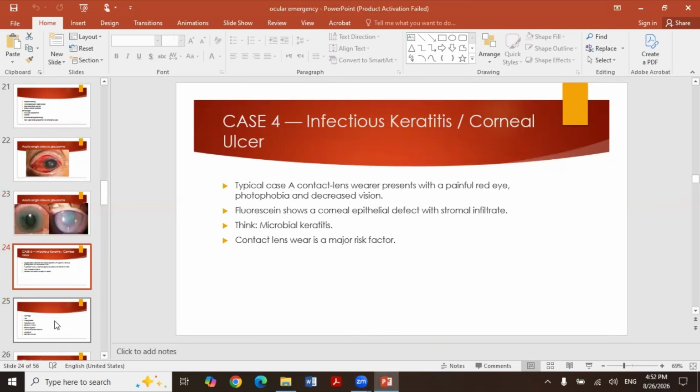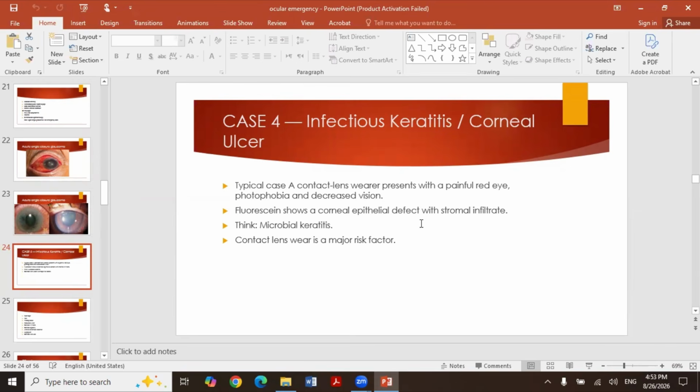Okay, case number 4, the corneal ulcer, infectious keratitis, especially when the patient is a contact lens wearer. Mostly when they call me for a contact lens wearer, I always think about 2 things: corneal abrasion or corneal ulcer. The patient comes with painful red eye, photophobia, decreased vision. If I put fluorescein, you will see the corneal epithelial defect. You will see stromal infiltrate.